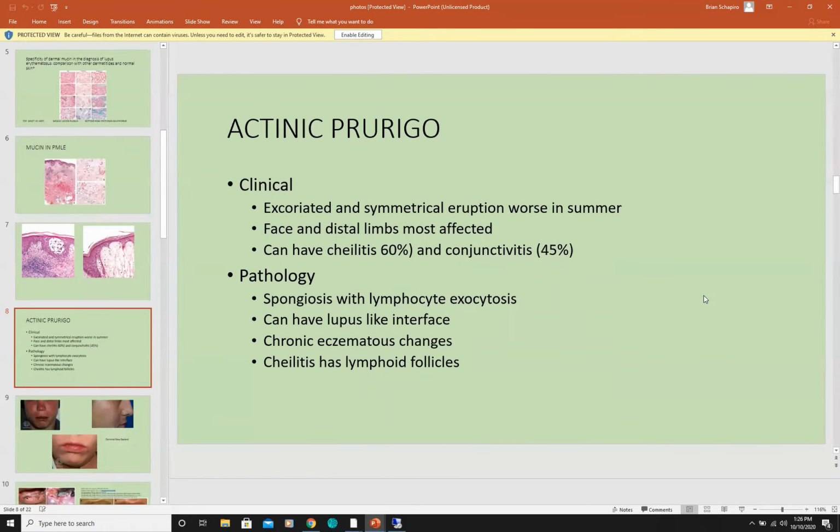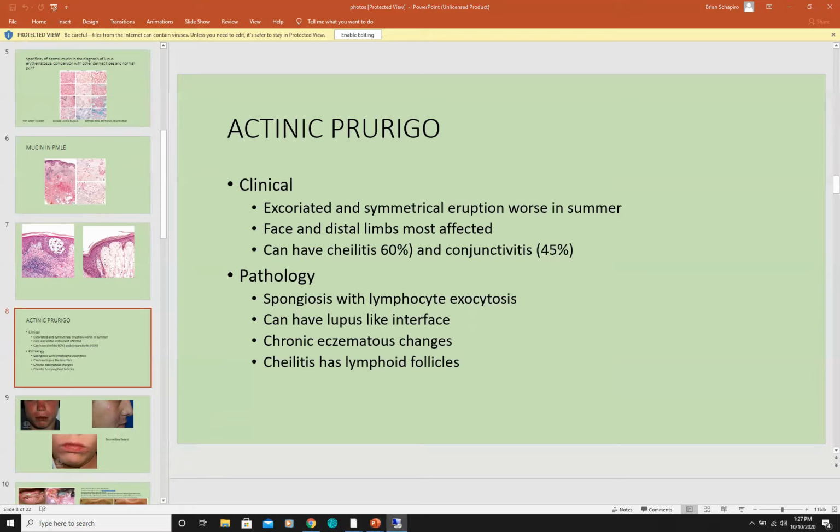The next group we wanted to look at was actinic prurigo. This is an excoriated and symmetrical eruption, which is worse in the summer. The face and the distal limbs are most affected compared to PMLE, which affects the neck and limbs, but often not the face. And interestingly, you can have cheilitis and conjunctivitis in this, cheilitis in up to 60% and conjunctivitis in about 45% of cases.